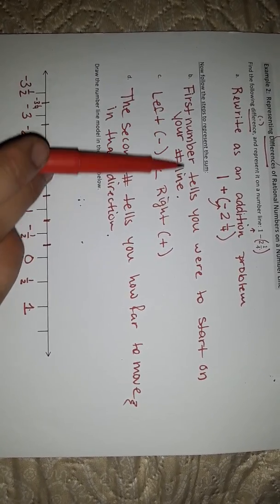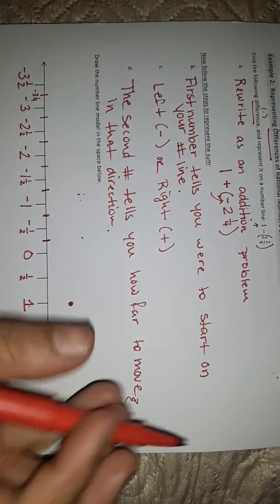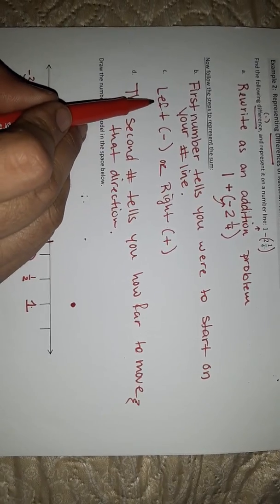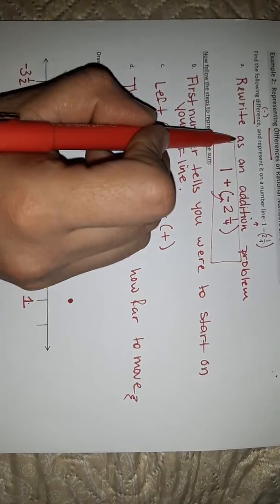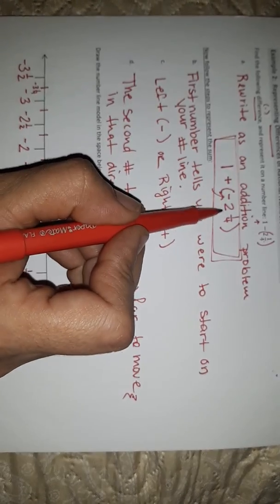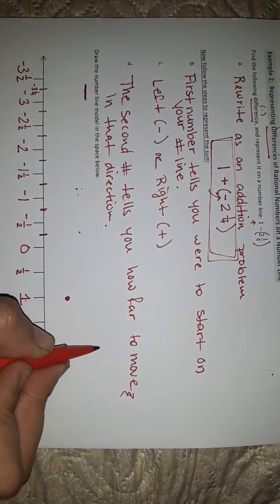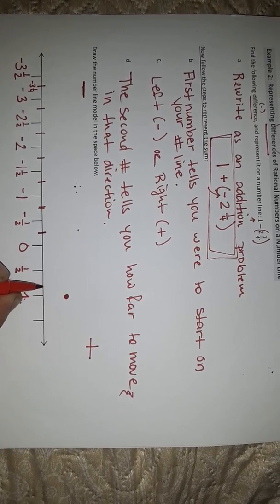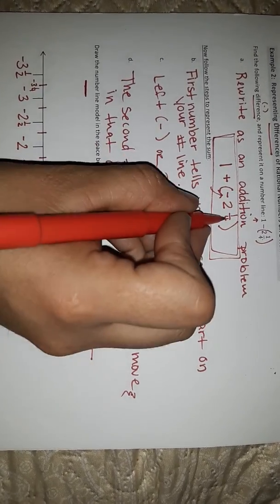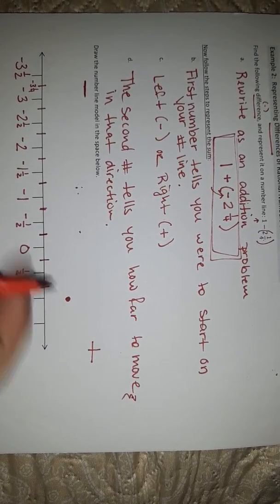Part B says the first number will tell you where to start. So our first number is 1. We're going to start at positive 1. Then step 2 tells you left or right. So the second number in this expression is negative 2.25. So we're going to the left, right? Negative numbers to the left, positive numbers to the right. So from here, we're going to go 2 1/4. I forgot to number this side. Okay, now those are fourths too.